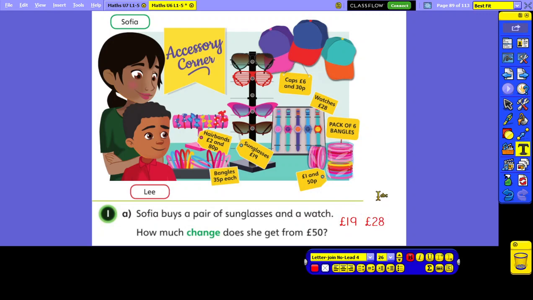Okay, but my question's not asking me to do anything with those numbers as in find a total. It's asking me to find out how much change I get from £50. So what am I going to have to do? Well, I think I'm going to need to find the total of the amount of the two items and then work out how much change I get. If you'd like to have a go before I show you and talk you through the share, then pause the video here and I'll show you on the next screen.